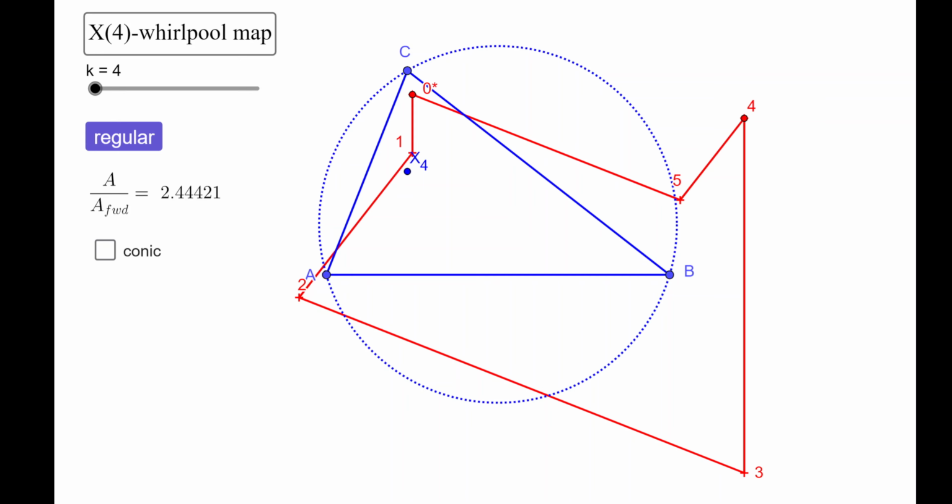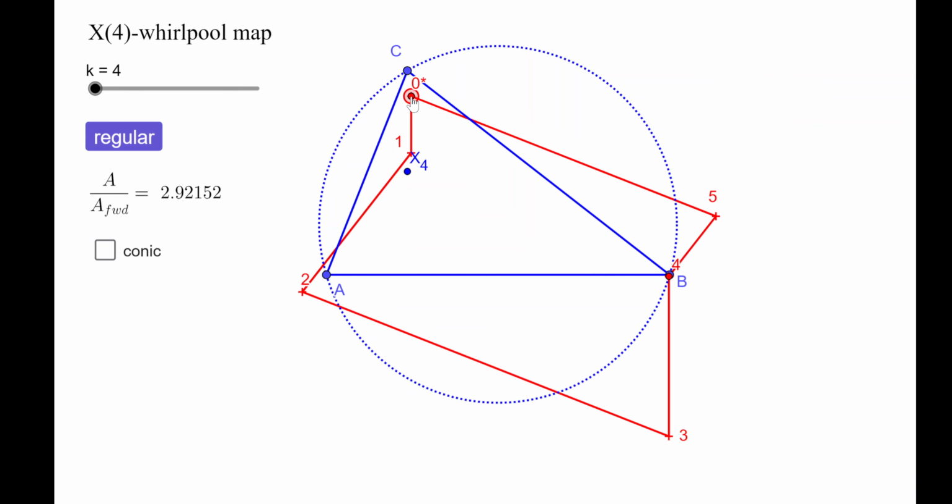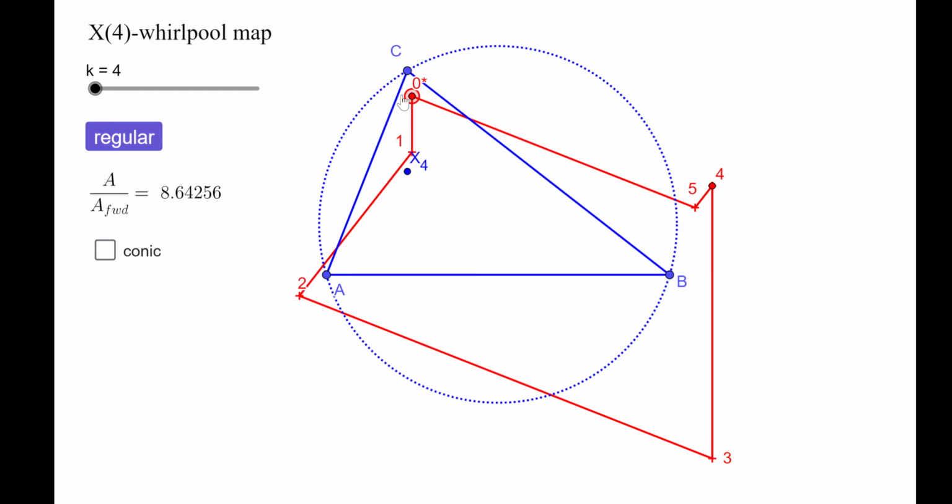Okay, so this is another example of Whirlpool maps. I'm calling this the orthocenter or the X4 Whirlpool map. What we're going to do is start from a triangle ABC, and we're going to select a starting point, P0, represented here by the 0 star, so I can drag this guy around, right? And I'm going to do consecutive applications of the orthocenter of these triangles that I can compute.